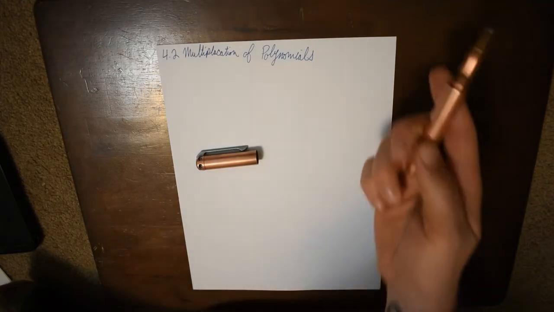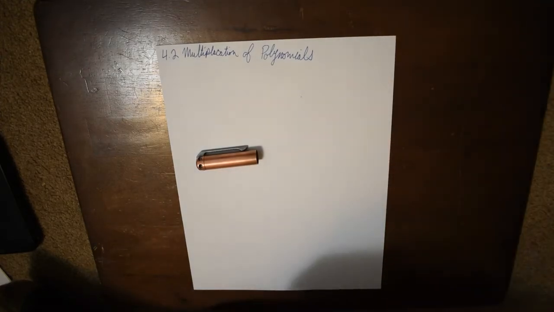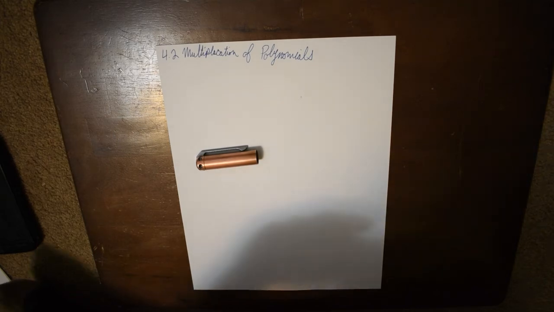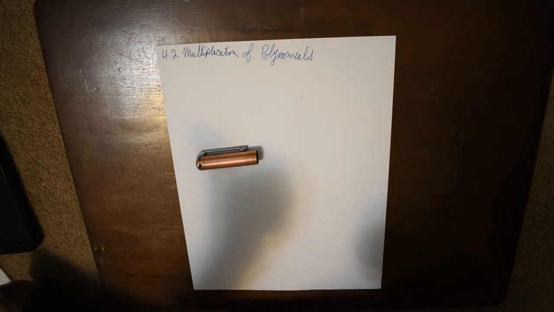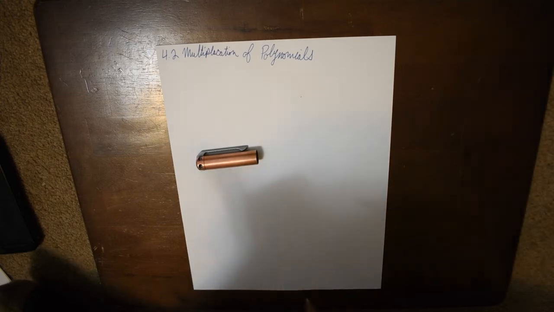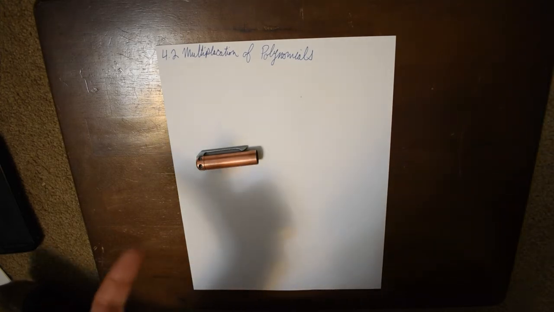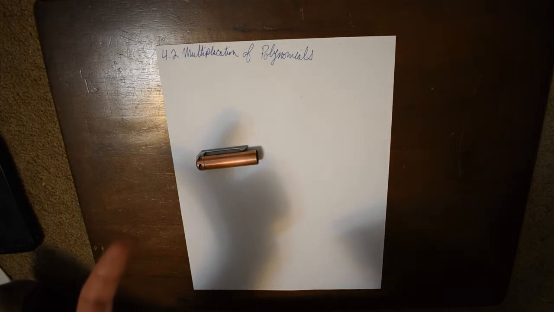Hey everyone, in this video we're going to go over section 4.2, multiplication of polynomials. Our main objectives are going to be figuring out how to multiply any two polynomials together. We're going to talk about the FOIL method. It's really just a distributive property.